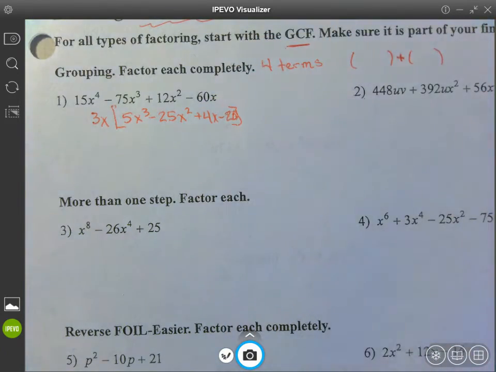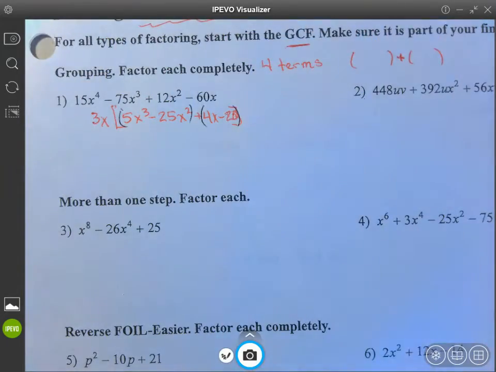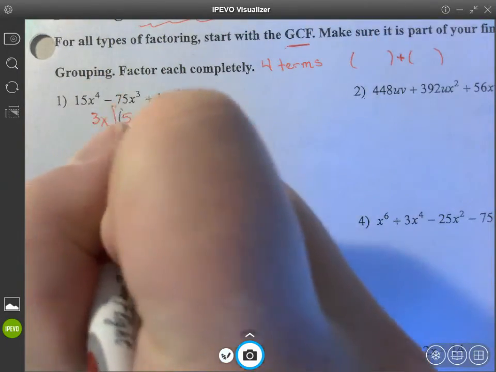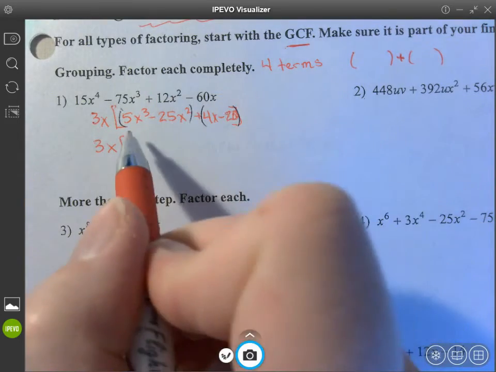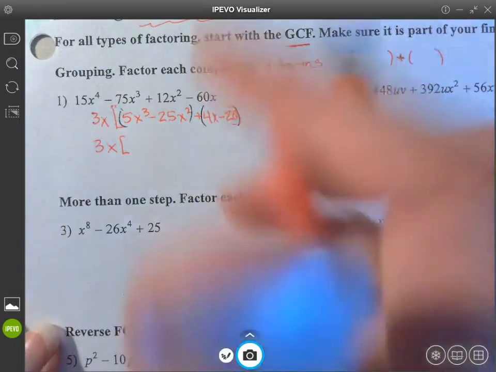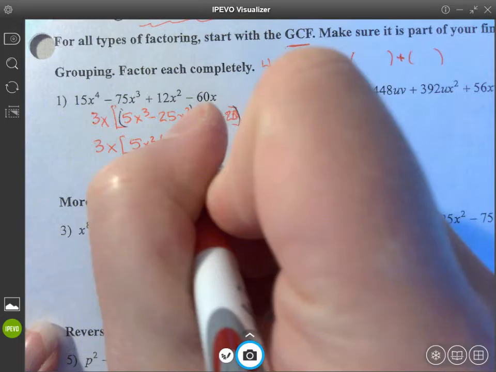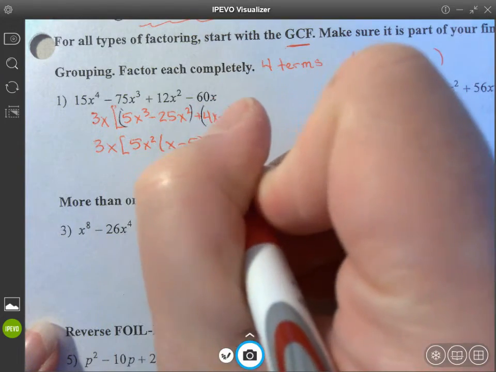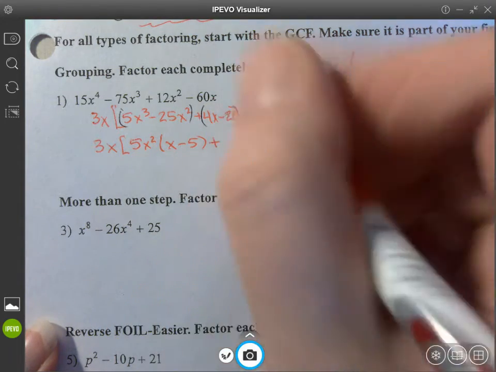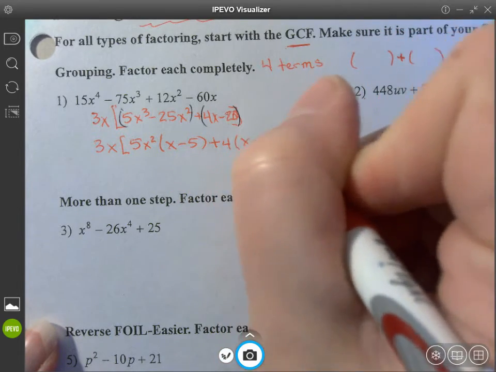So when I come in to group it, I'm going to go ahead and do this in a black pen here. When I come in to group it, I want to group those first 2, plus sign, group those second 2, and I'll leave that 3x out as part of it. I like the brackets to separate it, and then I'm really just going to focus on this chunk right here. So what comes out of here is a 5x squared. What's left is x minus 5. Keep my plus sign in the middle, and what comes out of here is a 4, and I'm left with x minus 5 when I divide that out.